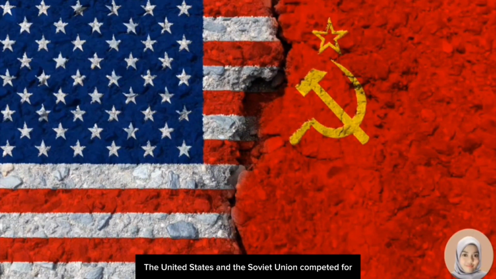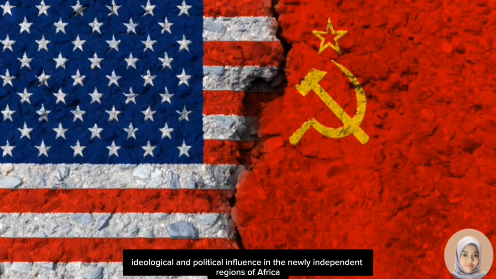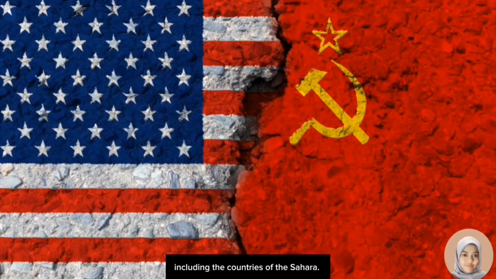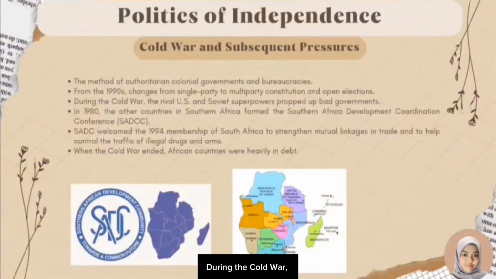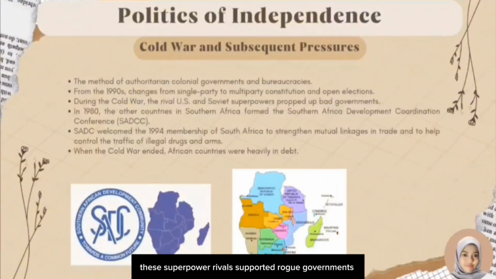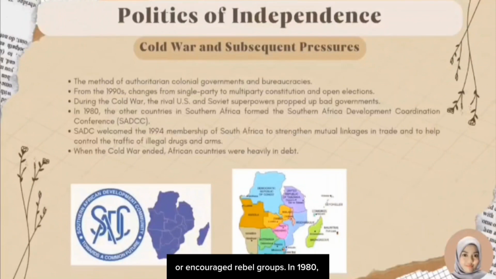The United States and the Soviet Union competed for ideological and political influence in the newly independent regions of Africa, including the countries of the Sahara. Both blocs sought to gain allies and promote their ideologies. During the Cold War, these superpower rivals supported governments or encouraged rebel groups.